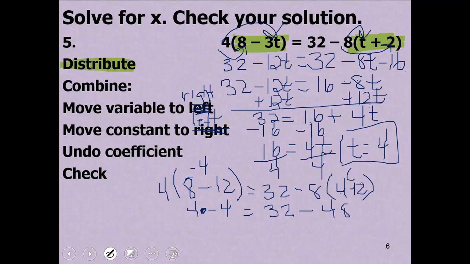And 32 minus 48. 4 plus 2 is 6. 6 times 8 is 48. This side simplifies to negative 16. And I'm going to take the difference here. That's 16. And I'm going to see, do I have more negatives or do I have more positives? I have more negatives, and it checks.